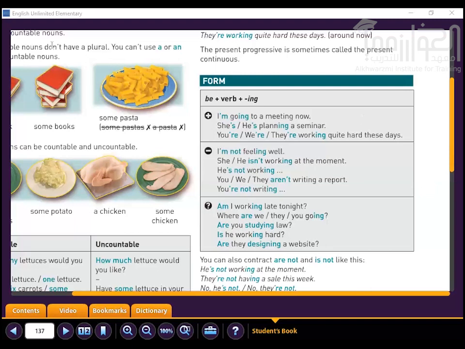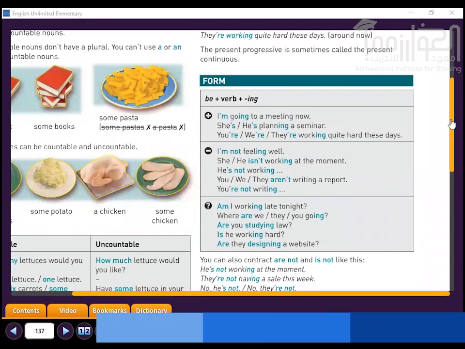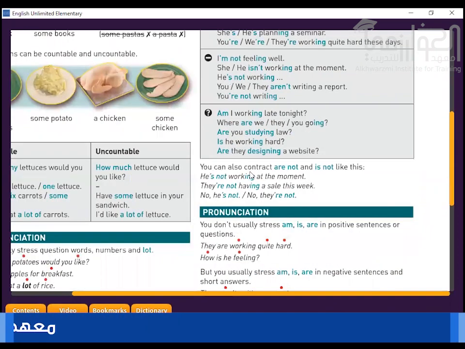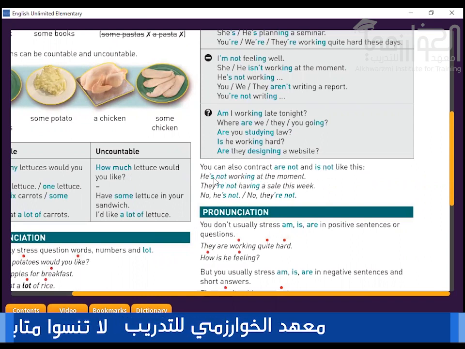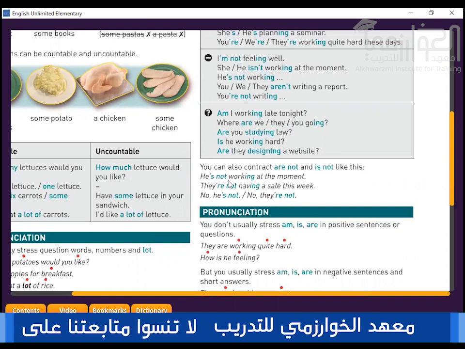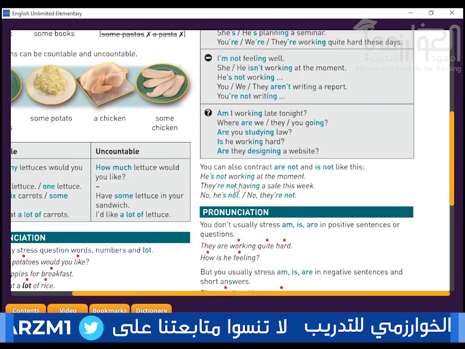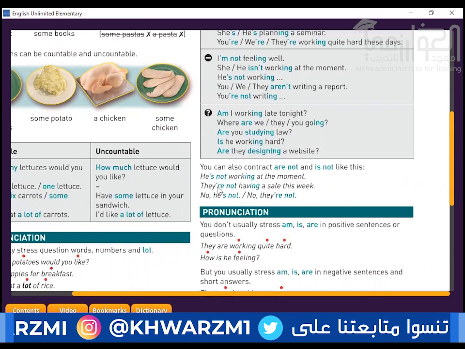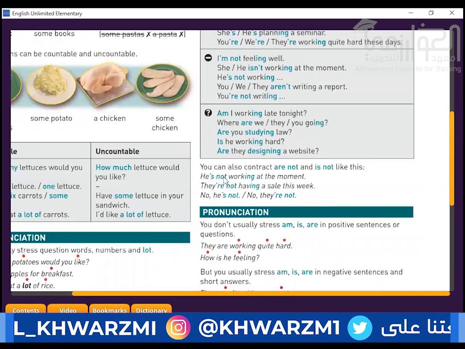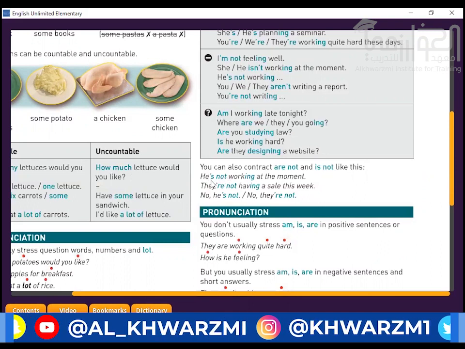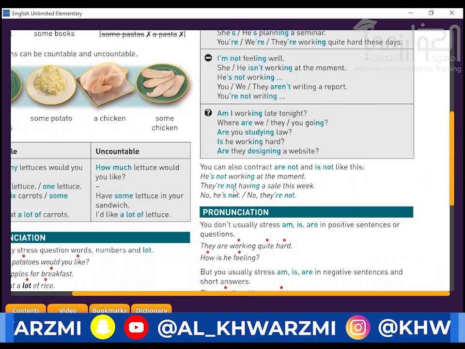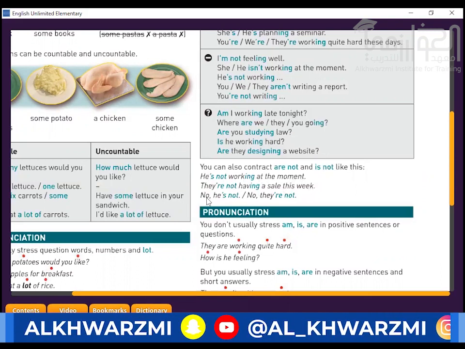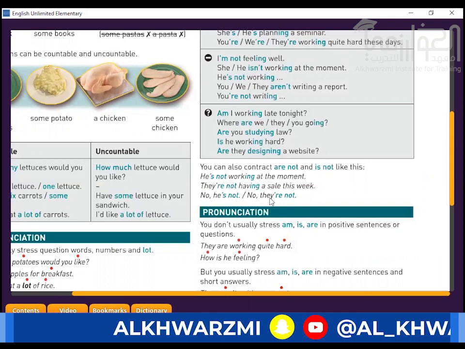Let's now look at some other rules. We have here, you can also contract, that is itisal, are not, and is not like this. So itisal, are not, or is not, is not, he is not working at the moment. Itisal, he's not, or they are not. So this is another form of contraction. So it's not working at the moment. They are not having a sale this week. No, he's not. Or no, they are not.